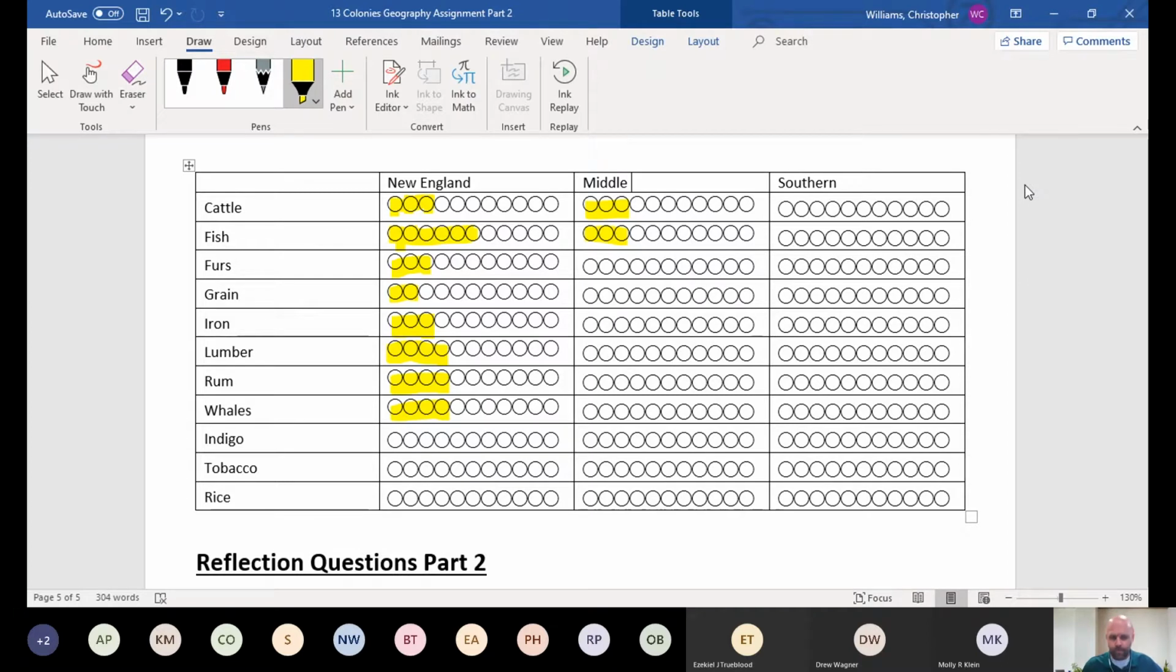What about grain? 4. Grain is something that you use to make, think of wheat as a grain. That's an example, okay? Iron. 7.